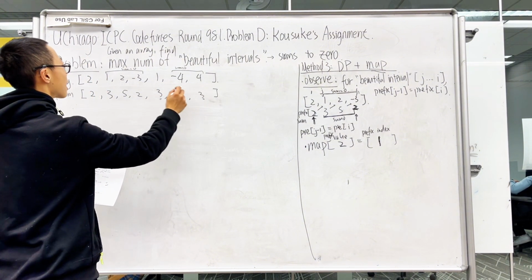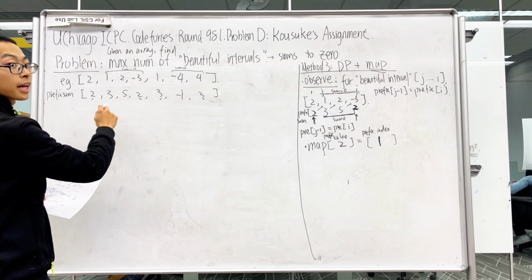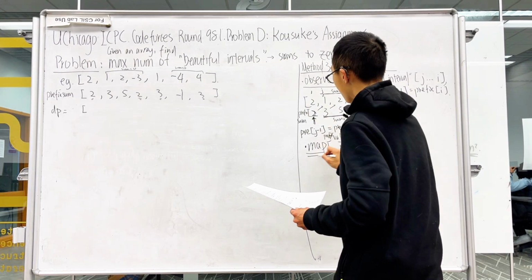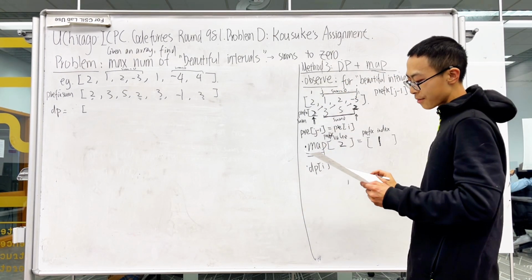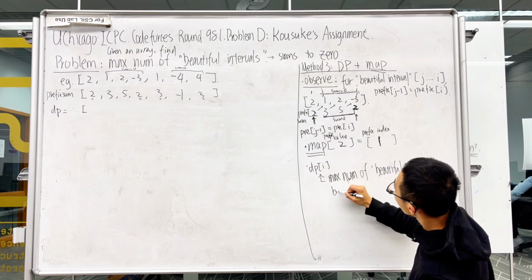3 and 3 constitute the interval, 2 and 2 also constitute the left and right endpoint of the first beautiful interval. Let us build the DP array. What does DP mean? What does DP[i] stand for? DP[i] is the maximum number of beautiful intervals before index i.